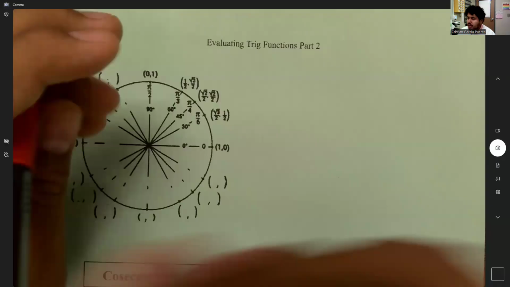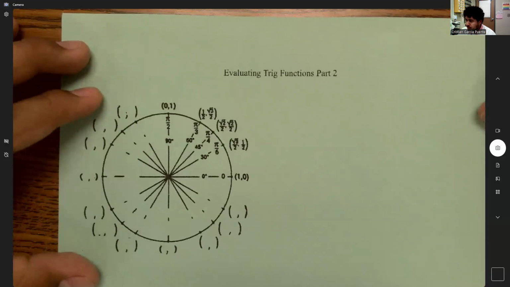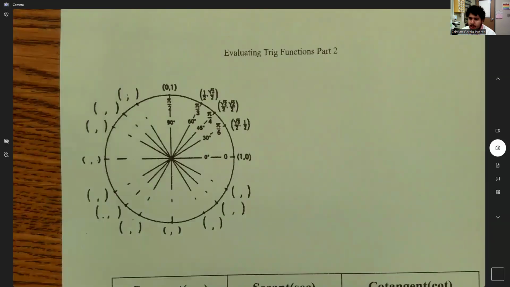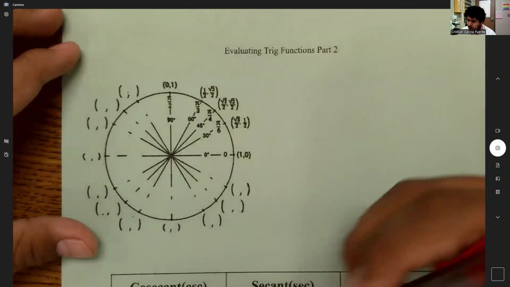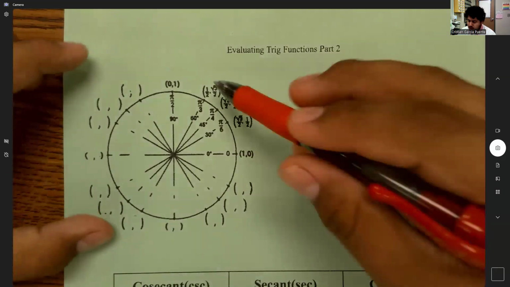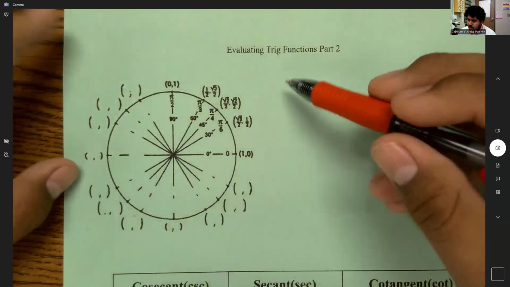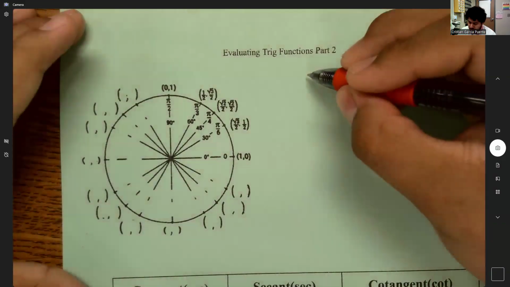So first things first, let me share my screen. All right, y'all should see now what I'm seeing. So for evaluating trig functions part 2, it's the same thing as day 1. The only difference is that we're introducing 3 new trig functions. But again, this unit circle right here is the only thing that you're going to be given on the test. And then you also have to know this.